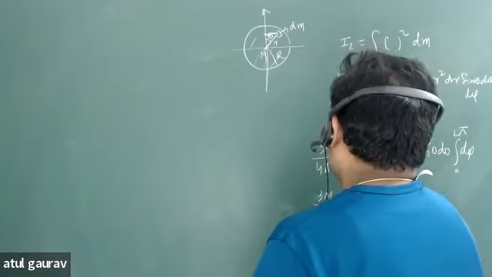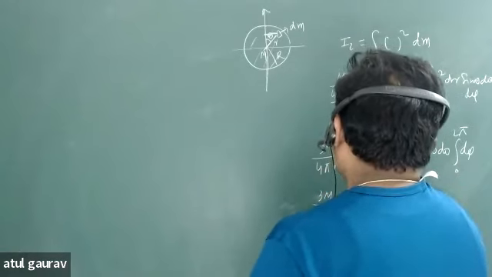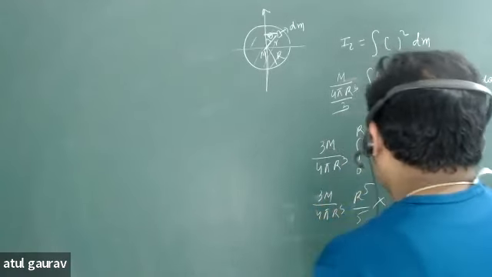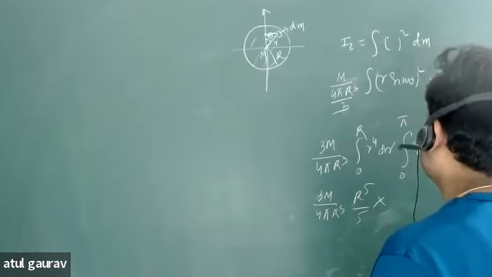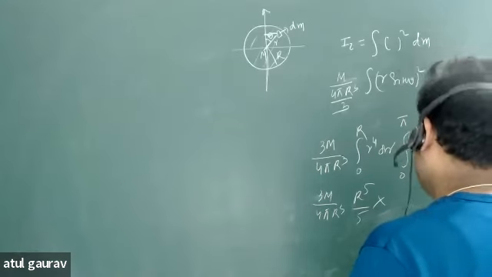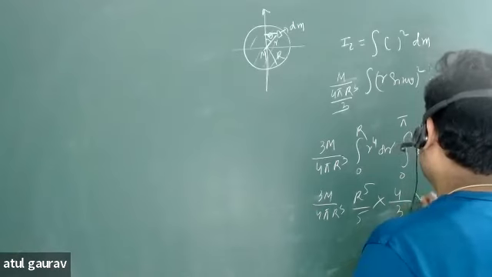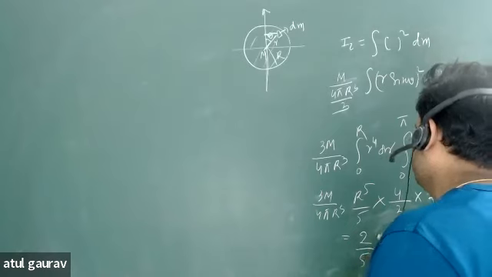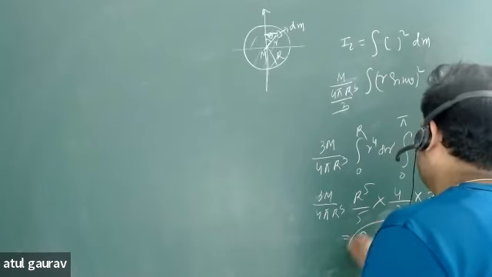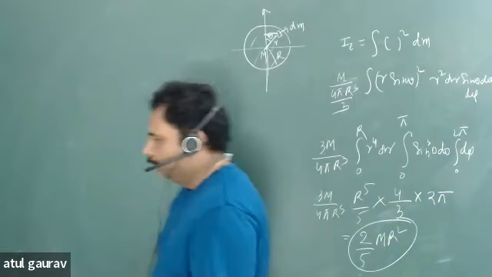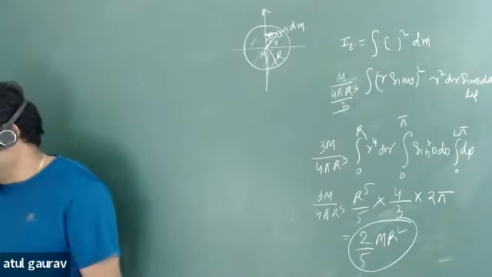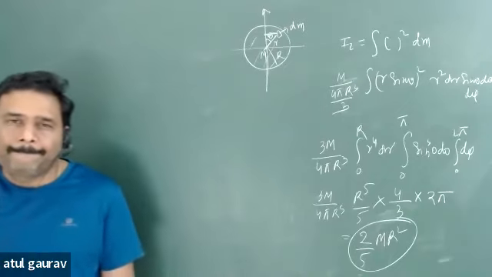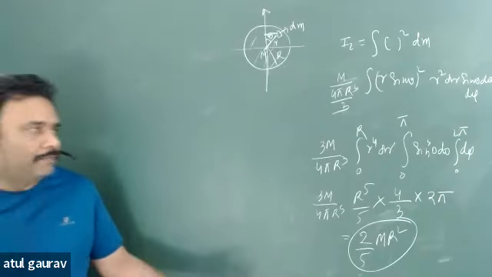3m by 4 pi r cube. What is this integration? r5 by 5. What is this integration? We discussed it in the last class. 4 by 3, right? And this integration is 2 pi. You can easily calculate that the value is 2 by 5 m r square. Is this clear? Yes, sir. Straightforward, you can do it.